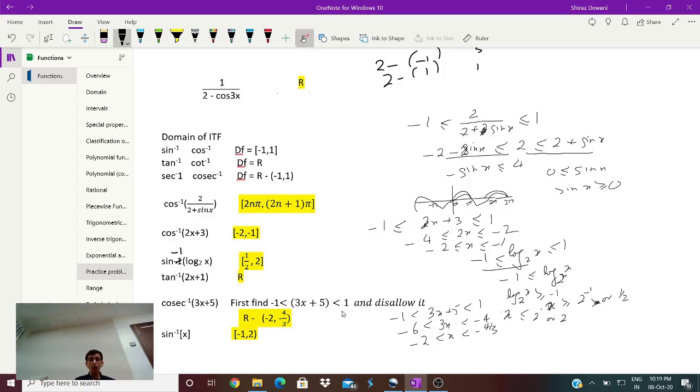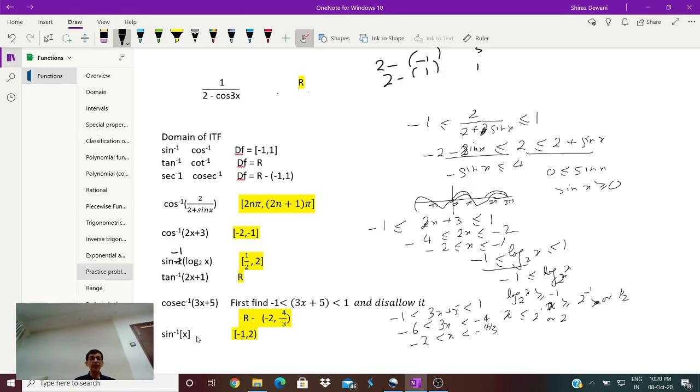But what you want is that x should not lie over here, and hence it is the entire set of real values minus this interval, minus 2 to minus 4 by 3. And here, as we saw, these are open brackets, so values between these are not allowed, the extremes are allowed. So that is the domain for this function.